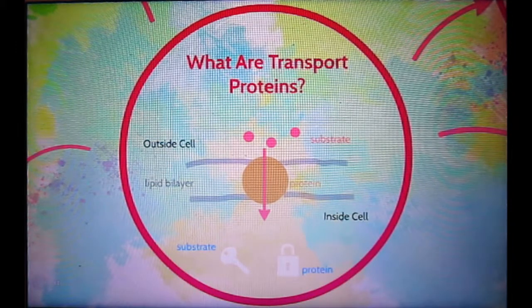Now, the substrate attaches to the protein at a specific spot called the binding site. And this binding site has the same idea that a lock and key has, as pictured at the bottom of the slide. The substrate is the key and the protein is the lock. You can't have a random key open a random door. You need a specific key to open a specific door, otherwise it's not going to work. The same idea applies for substrates and proteins.